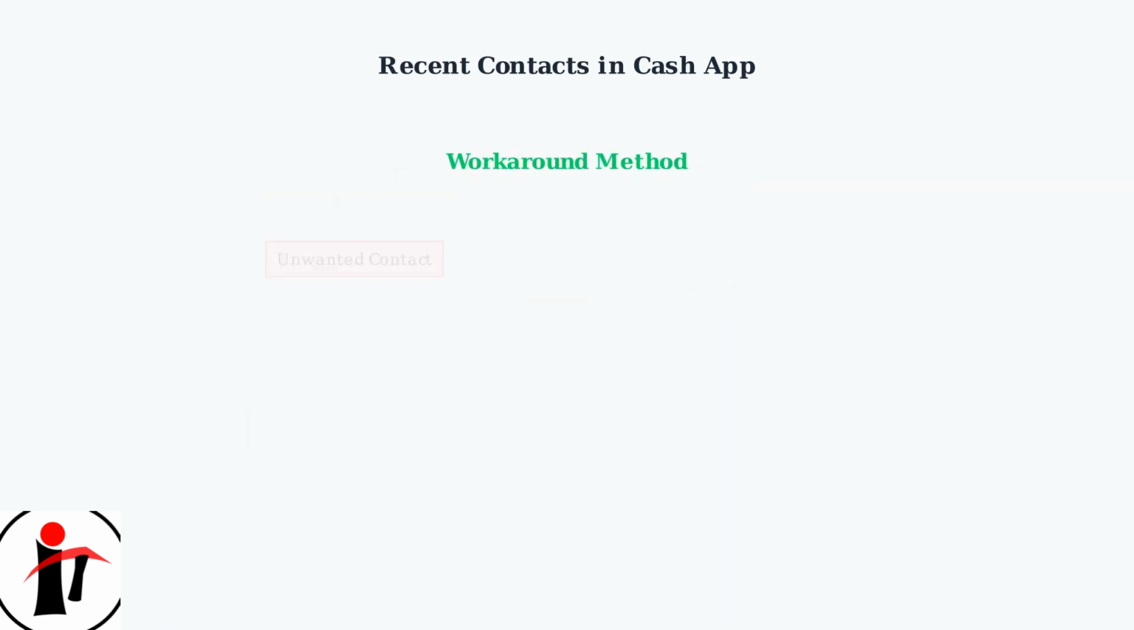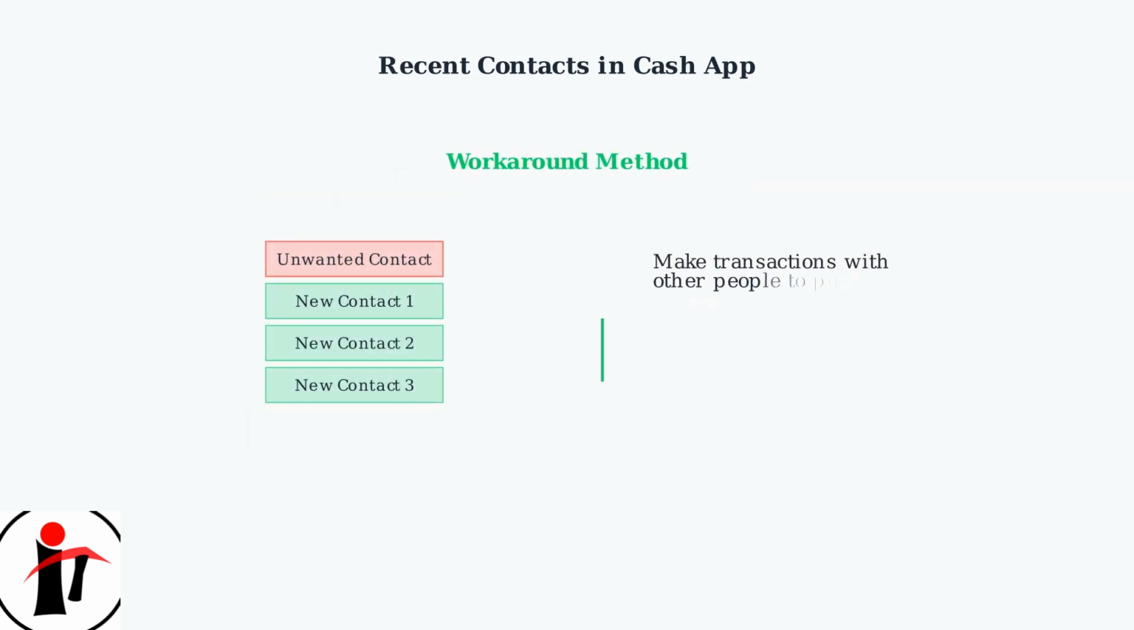To effectively remove someone from your recent contacts, you need to make transactions with other people. This pushes the unwanted contact further down the list until they eventually disappear.